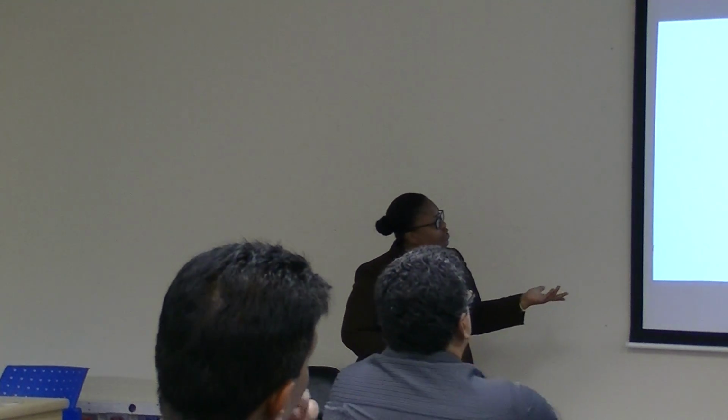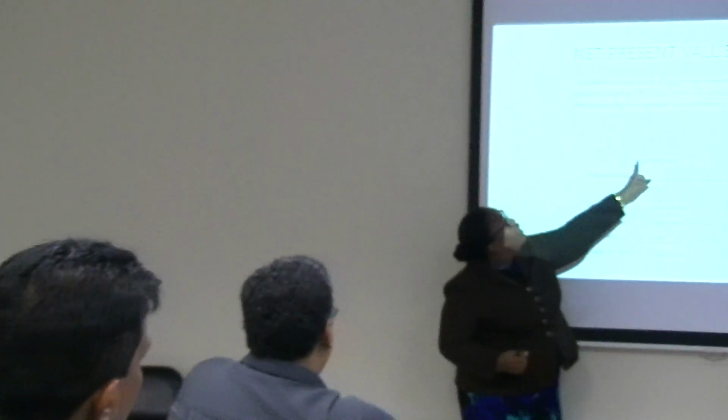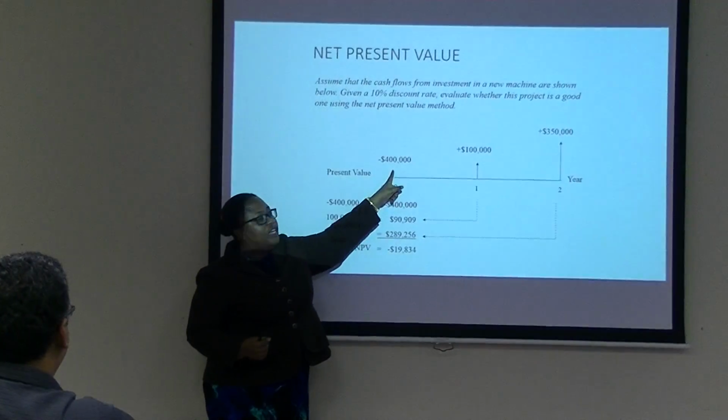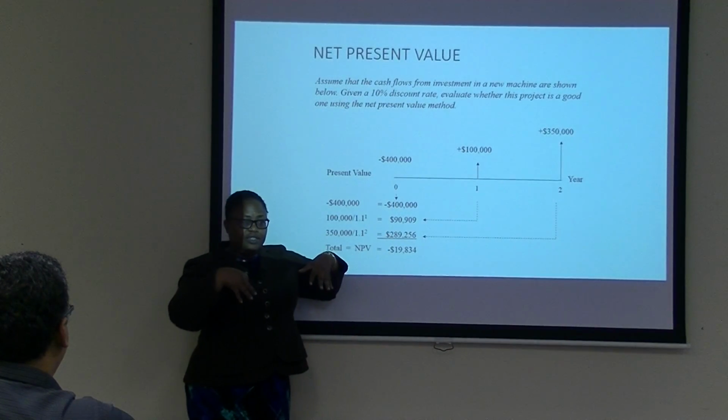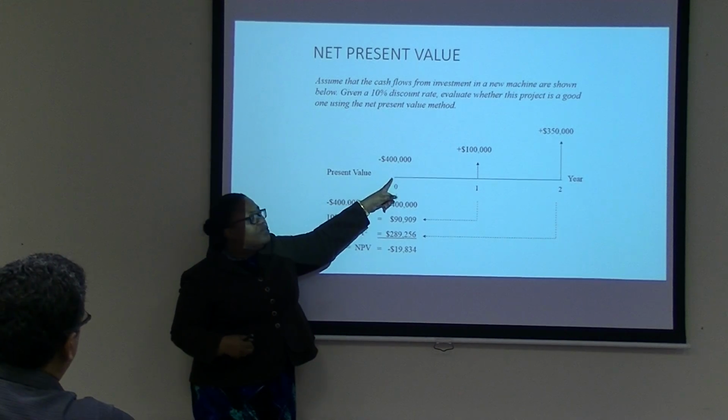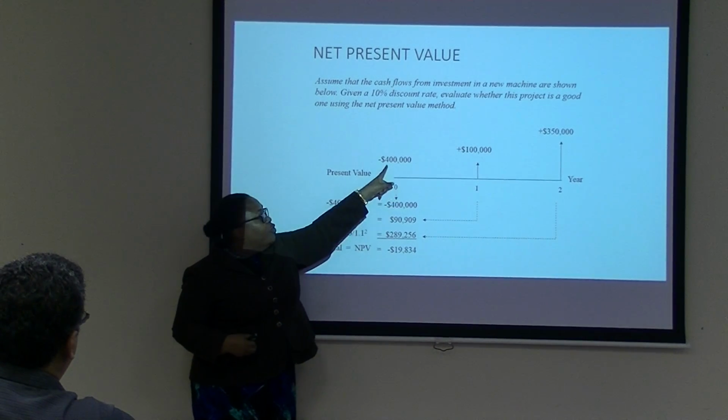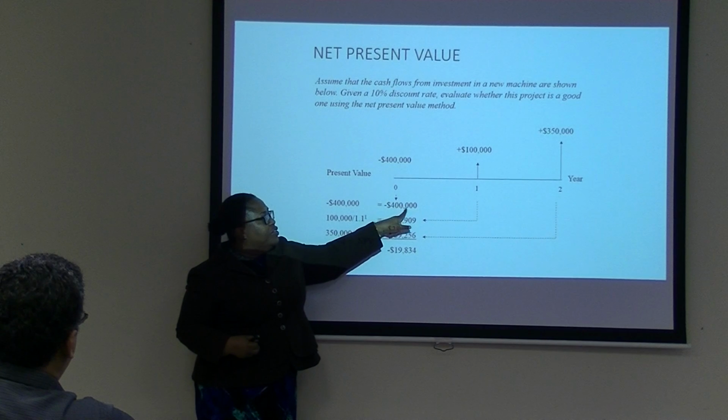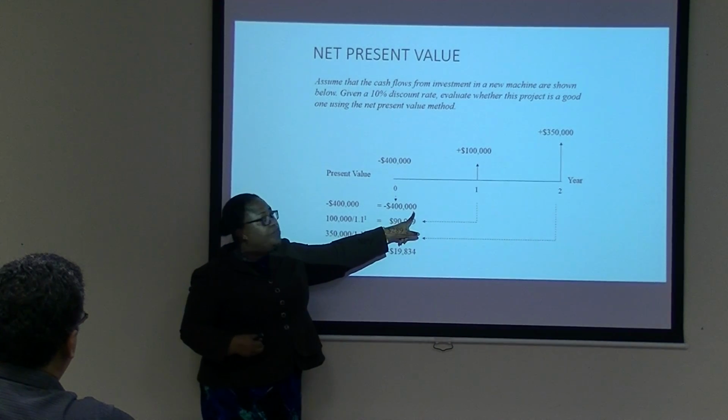So how does this work? This is one example. A company is buying a new machine and they have a 10% discount rate, and you have to evaluate whether this project is a good one using the net present value method. So they put out $400,000 in year 0, which is present. So it's negative because that's money going out. So minus $400,000, present value simply minus $400,000.